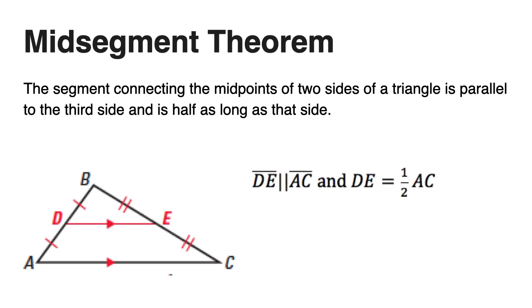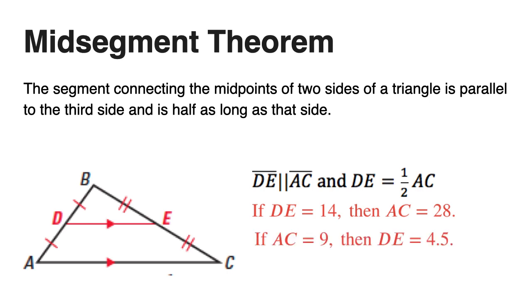Now we can use this half and double relationship to solve problems involving lengths with midsegments. So if I know, for example, that DE is 14 units, then what is AC? If DE is 14, then AC would equal 28. Now, what if I know the length of the long side? What if I know that AC is 9 units? Then DE would be 4.5 units. So be aware of the relationship of half and double that exists with midsegments of triangles.